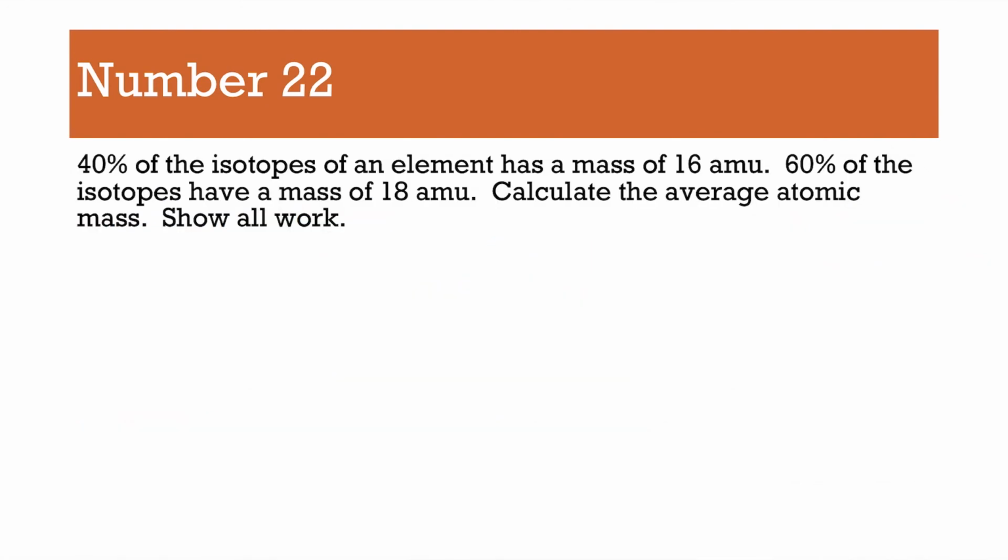Okay, number 22 says 40% of an element has a mass of 16 AMU, 60% has a mass of 18 AMU. What is the average atomic mass? So 40% is 16 AMU. And again, we can write it as 0.40. And then 60% is 18 AMU. And again, that can be written as 0.60.